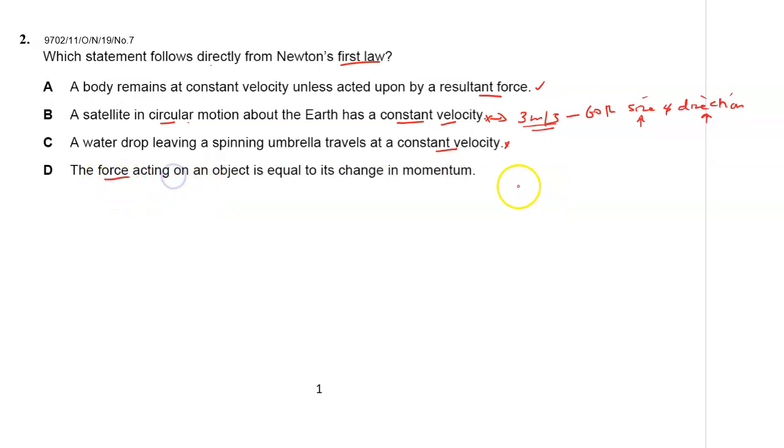This is not correct, because we know that force is equals to mv minus mu over t, right? So the force acting on an object is equal to the rate of change of momentum, not the change of momentum. This is the change in momentum. But you can see it is divided by time, so force is not equal to change in momentum. What is equal to change in momentum is impulse. Ft is equals to mv minus mu. This is change in momentum, so this is impulse, and therefore is not force. This is impulse, so this is not right. So the correct answer is A.